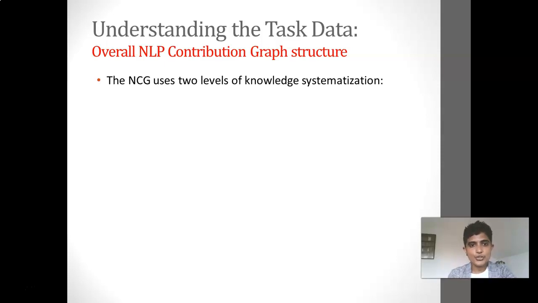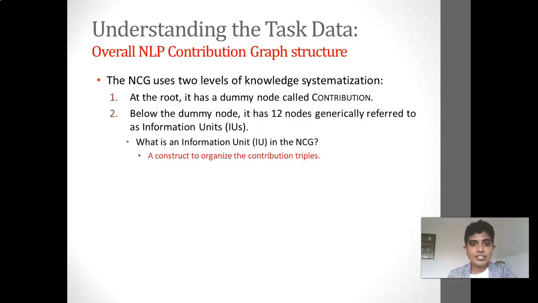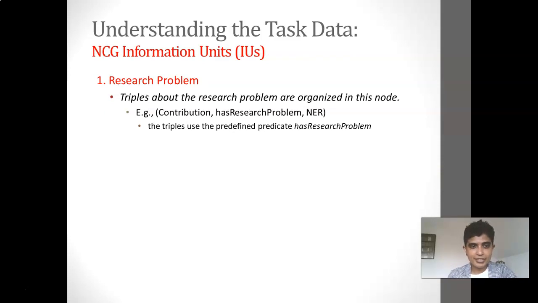The NCG uses 2 levels of knowledge systematization. At the root, it has a dummy node called contribution, and below the dummy node, it has 12 nodes, generically referred to as information units. And what is an information unit? It is a construct to organize the contribution triples, analogous to sections in the traditional research article, as we will see by their naming schemes next.